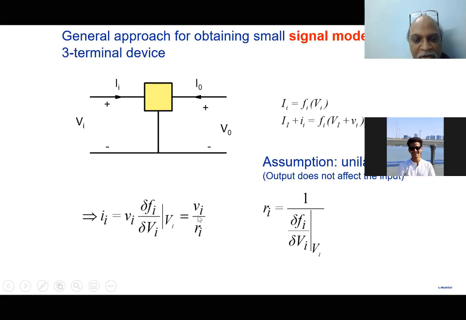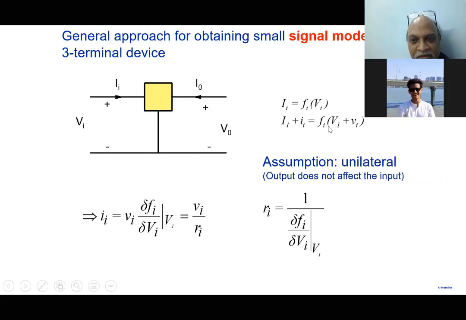So that's the incremental model looking at it from the input side. The relationship between the incremental change in current and incremental change in voltage is a linear relationship under small signal condition. We have assumed that these changes are small. That's why we are linearizing it, okay? And doing an expansion of this function and keeping only the first term.